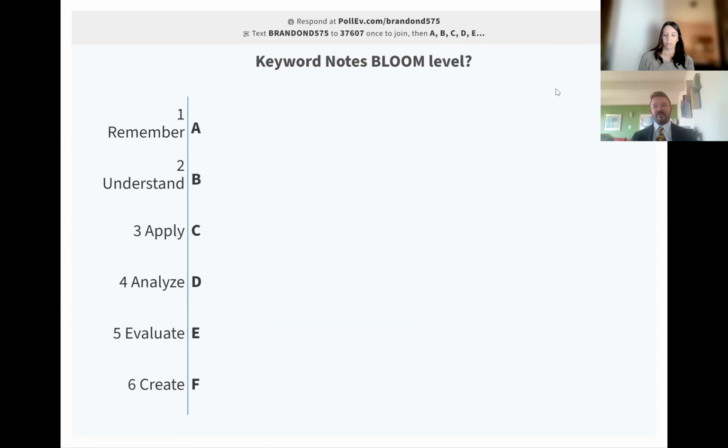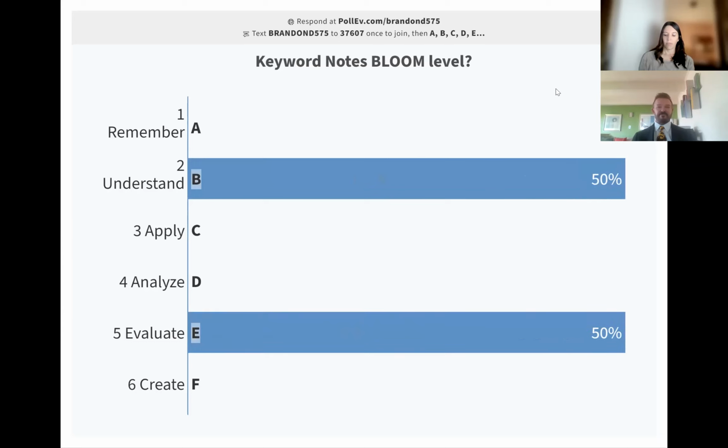So what about the Bloom level? Where do we see the Bloom level of this strategy? What's the potential for the strategy? Okay, so notice the level of variance. We have about 50% of us believing it's at the 2 level of understand, and 50% of us believing it's at the evaluate level, or Bloom 5.